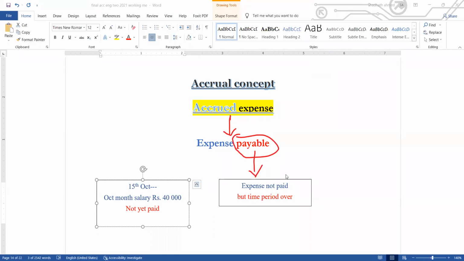I have given two conditions. Expense not paid, but time period is over. Am I correct? Yes, sir. Did July month end? Sorry, October ended. Did October end? Has the October month ended? No, sir.